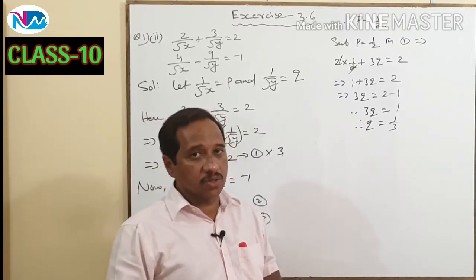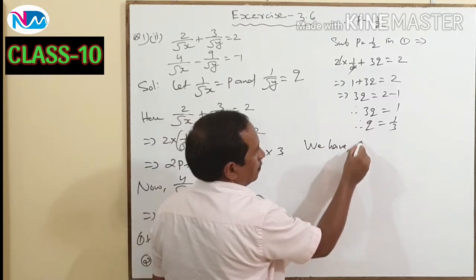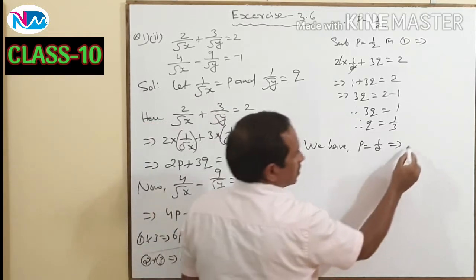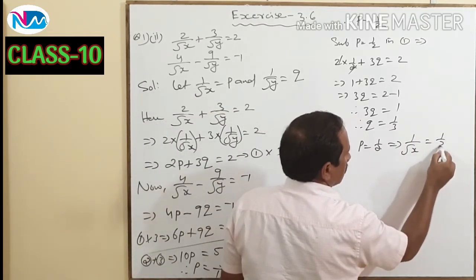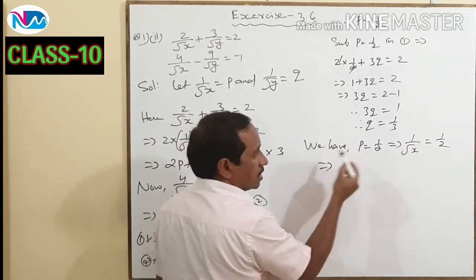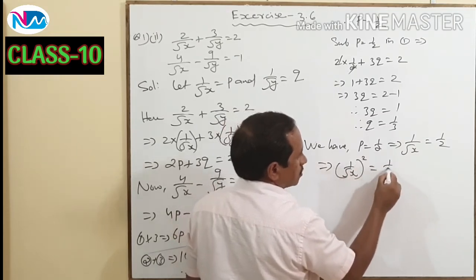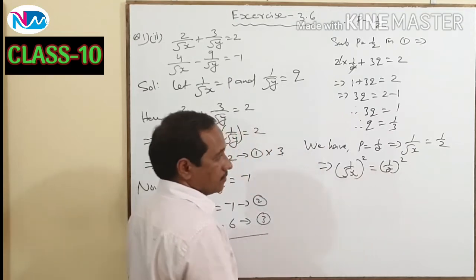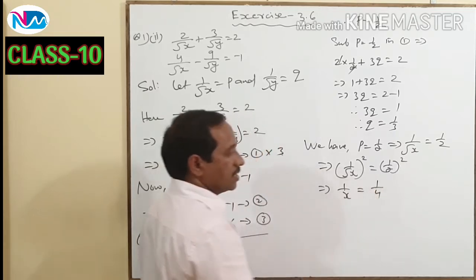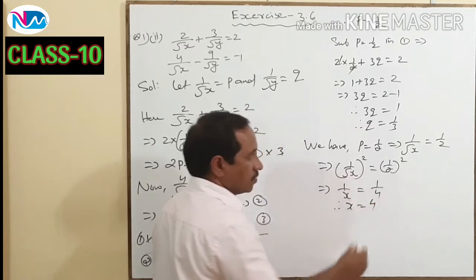We have to find the values of x and y. We know that p is equal to 1 by 2, and p is actually 1 by root x. So 1 by root x is equal to 1 by 2. We are taking the square on both sides. Taking the square on LHS, we get 1 by root x the whole square, is equal to 1 by 2 the whole square. 1 by root x the whole square is 1 by x, is equal to 1 by 2 the whole square, which is 1 by 4. Taking the reciprocal, we get x is equal to 4.